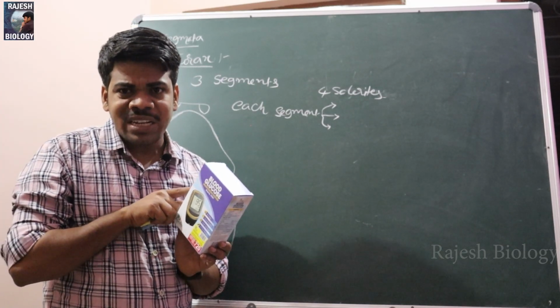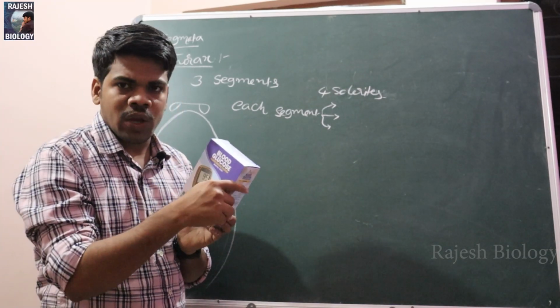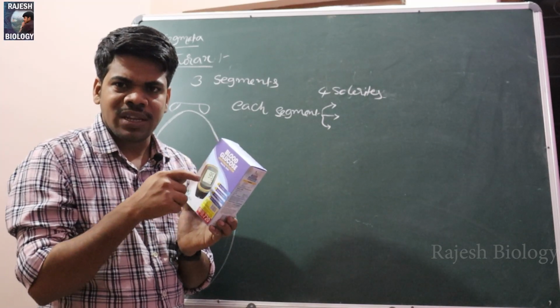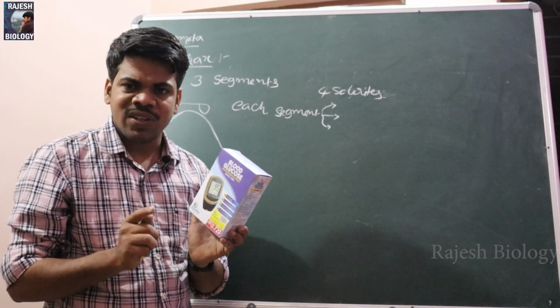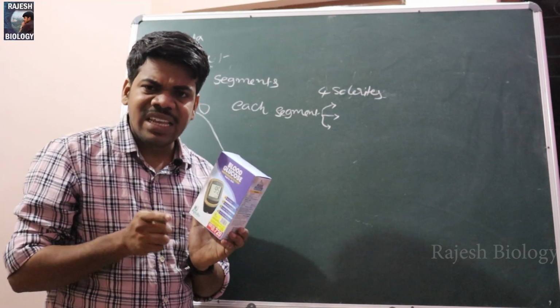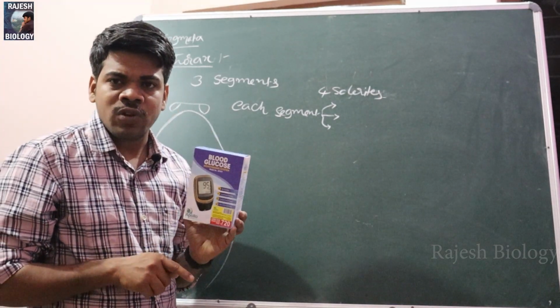And the thorax is divided into 3 segments. Up to here one, up to here one, up to here one. It is divided into 3 segments. The thorax is formed by the fusion of 3 segments, and each segment is covered by 4 sclerites. What are those 4 sclerites?